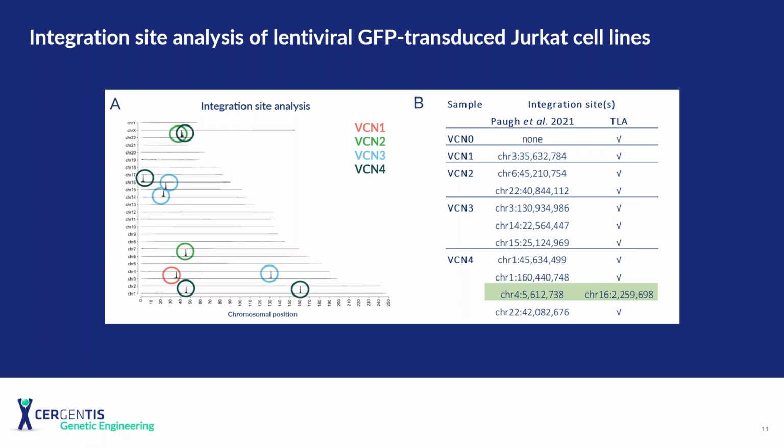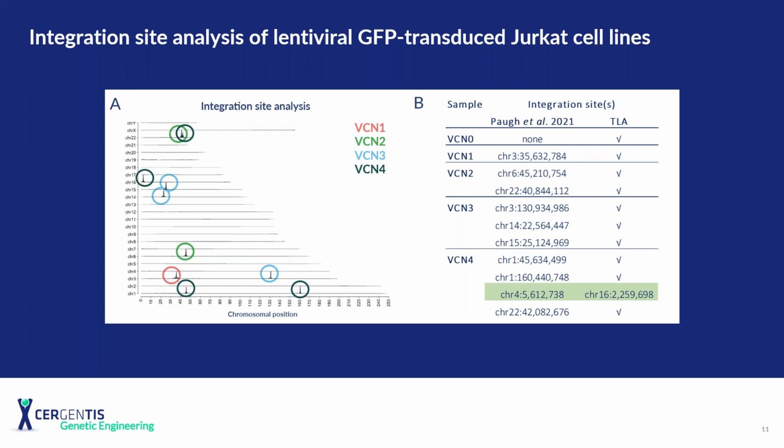Once we had determined specific integration sites of the samples using the TLA, we also compared our data with previously published NGS data, and this comparison is depicted in table B. Basically what we can see from this table is that with the TLA method, we found the same integration sites as published in 2021, except for 1 integration site in the VCN 4 cell line.